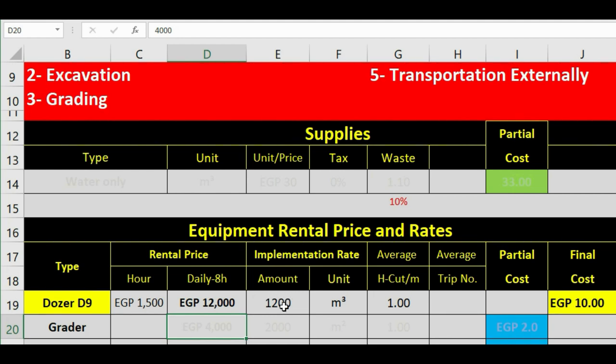What about the implementation rate? The implementation rate of such a dozer ranges from 1,000 to 1,500 cubic meters of excavation, depending on the mechanical condition of the equipment, nature of the soil to be excavated, operator experience, and scale. Therefore, from empirical and previous experience, we will consider the average implementation rate of dozer D9 or equivalent to be 1,200 cubic meters of excavation in ordinary soil. The final cost for excavation in this case will be 10 Egyptian pounds.